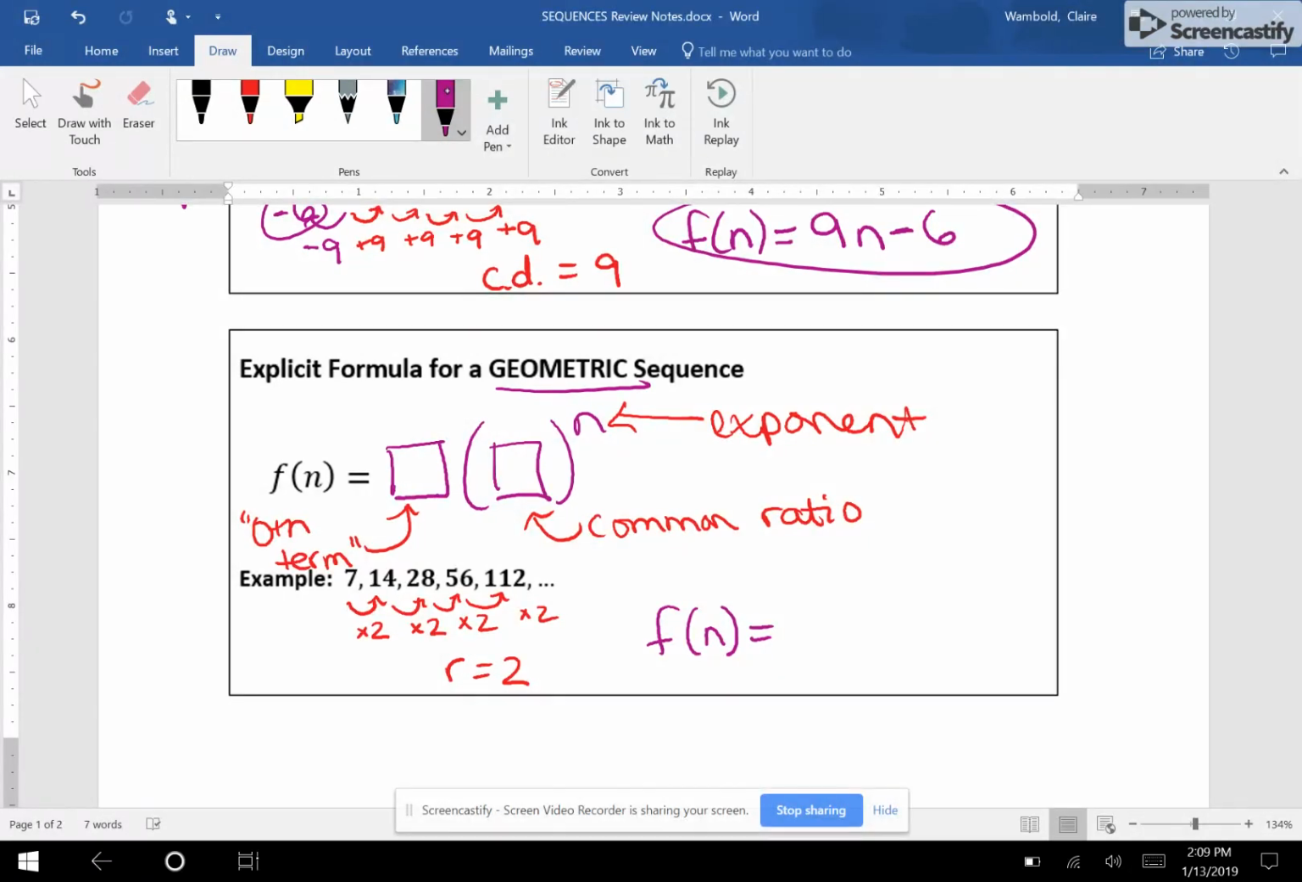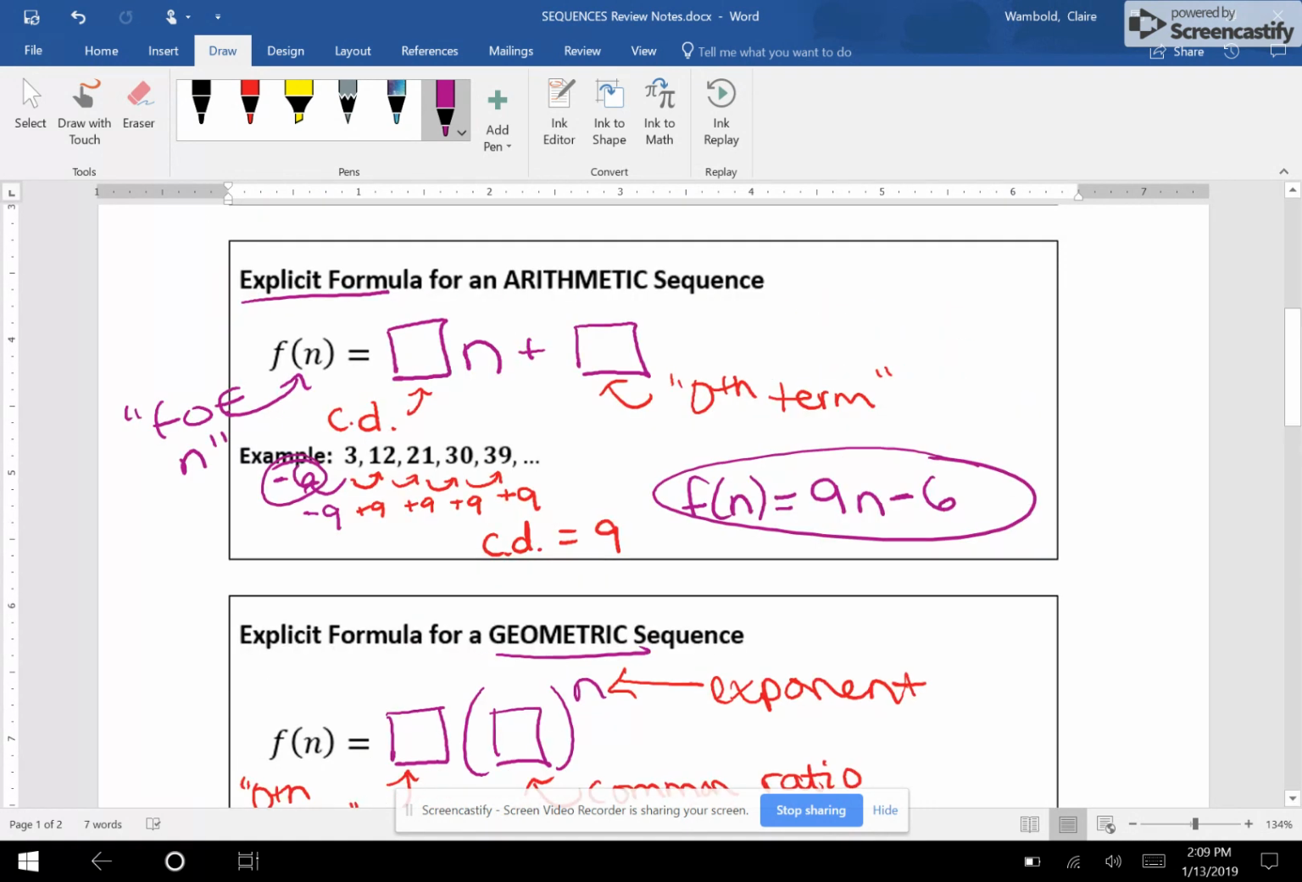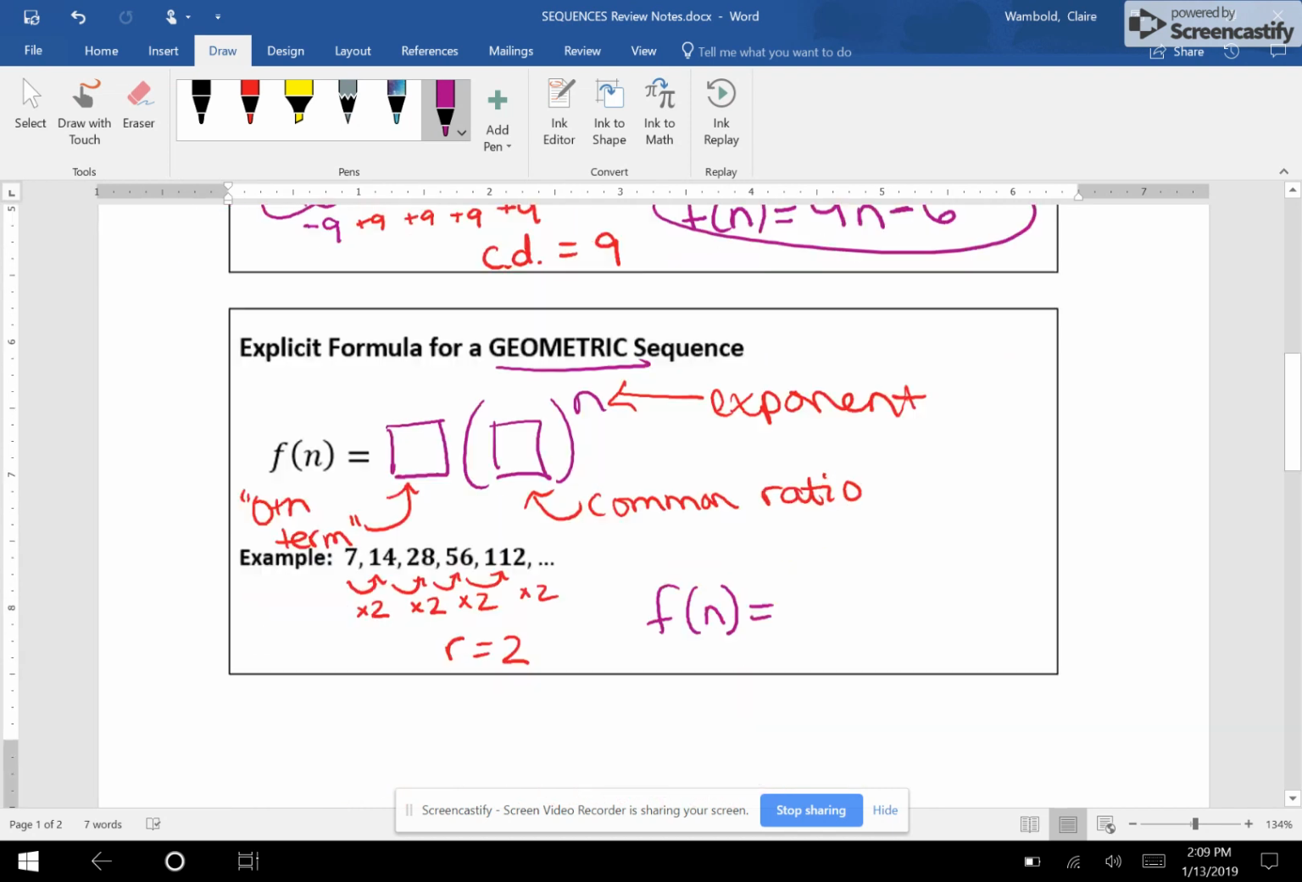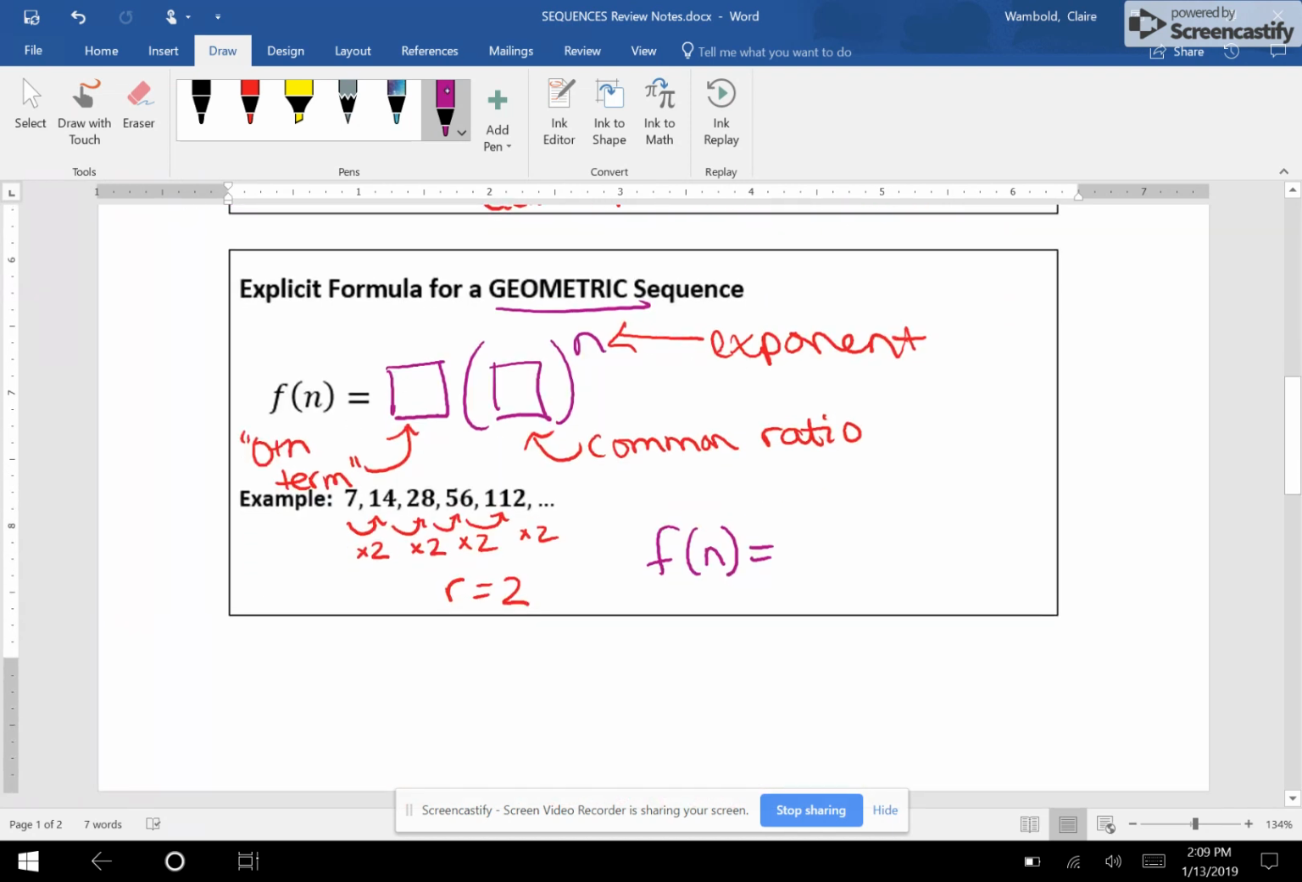So our 0th term, just like with the arithmetic sequence, we worked backwards by kind of using the opposite operation. We're going to work backwards here. So working backwards, the opposite of multiplication is division. If I divide 7 by 2, I end up with 3.5, which makes our 0th term 3.5.